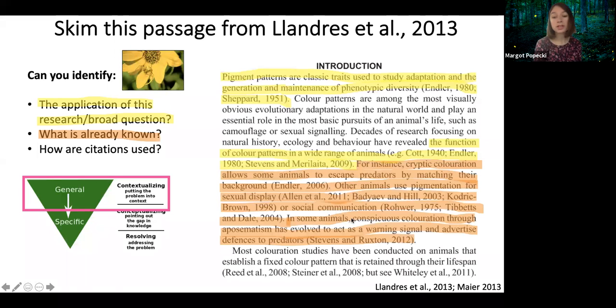We also are given information about what is already known. As you can see here, there's a lot of information about other studies and what they've found. So that's how those citations are used. They're used to, again, support these points, these additional studies that have paved the way for our study. You'll notice that these citations are shortened.